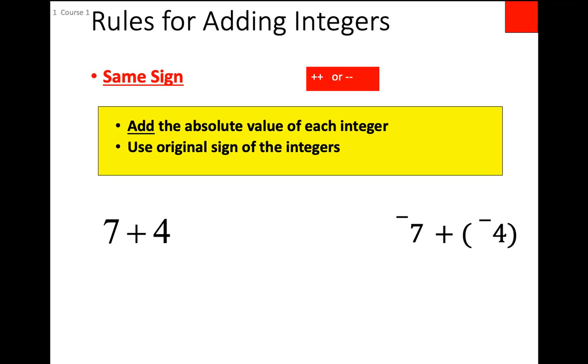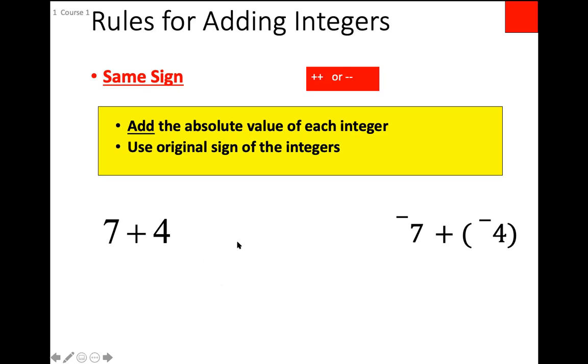Step number 2, you look back at the original numbers. If you're adding positive numbers, the answer is positive. If you're adding negative numbers, the answer is negative. That is the rule. This is the process. Like I said, many of you don't need to write each and every one of these steps, but some of you at least need to think through these steps.